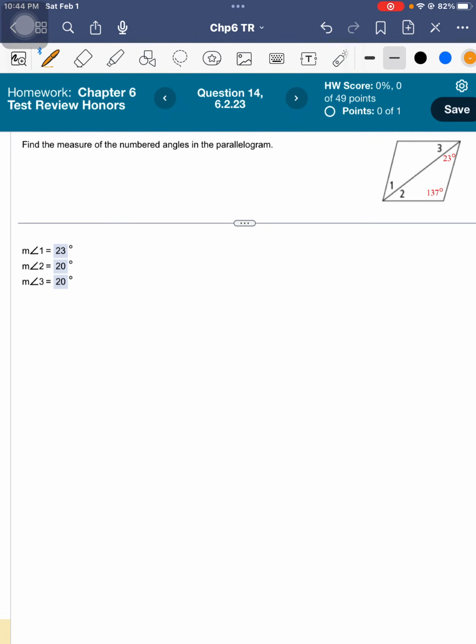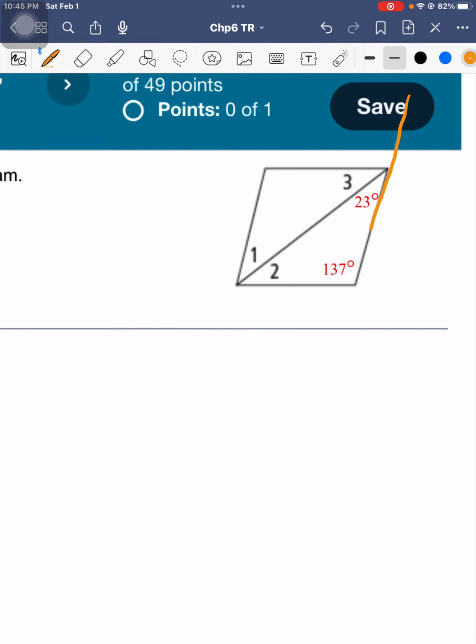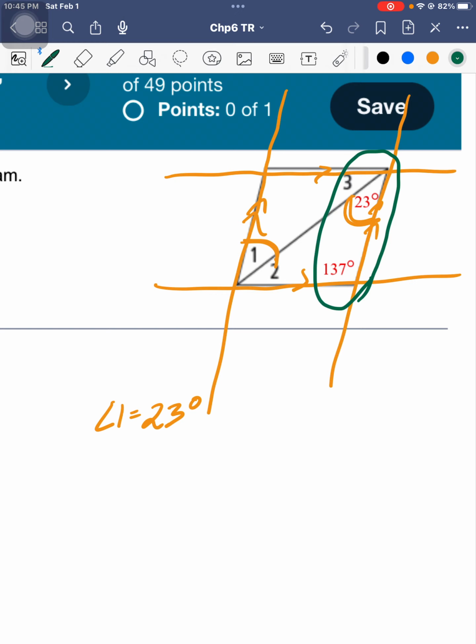Let's do the next one. Find the measures of the numbered angles in parallelograms. So once again, guys, remember that a parallelogram is just the shape of what we know to give us our alternate interior angles, right? And alternate interior angles in lines that are parallel are what? Congruent. So angle 1 has to be 23 degrees. Okay. What else? We know that these two guys are what? Supplementary. So let's find the measure of angle 3.